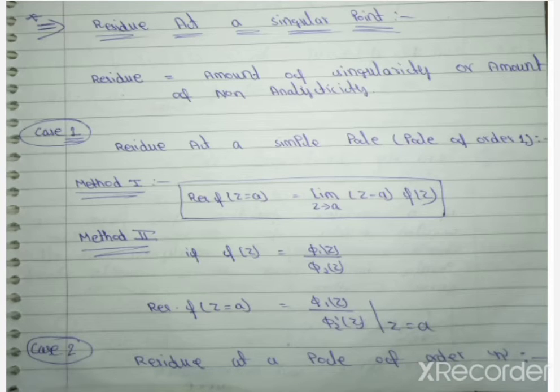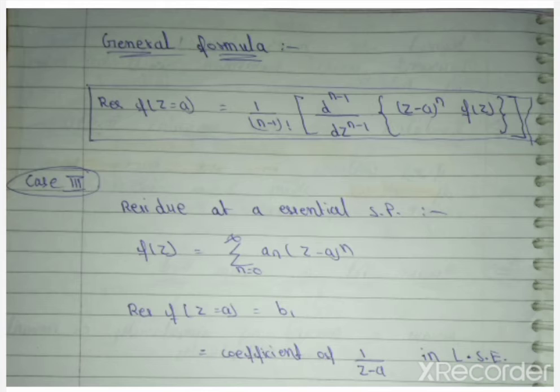Case second: residue at a pole of order n. This is for order 1, this is for order n. For order n we use the general formula: residue at z equal to a is 1 by (n minus 1) factorial into the (n minus 1)th derivative of the function (z minus a) to the power n into f of z, the derivative of these functions in general form.